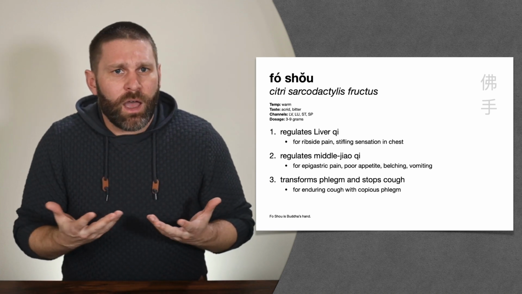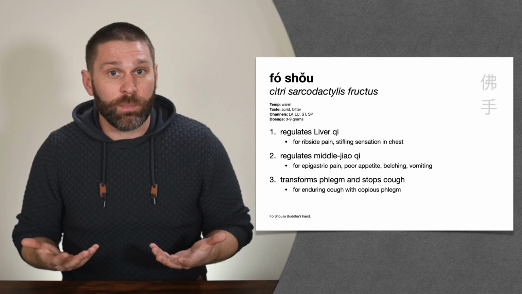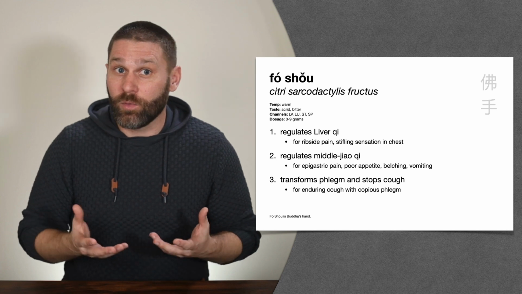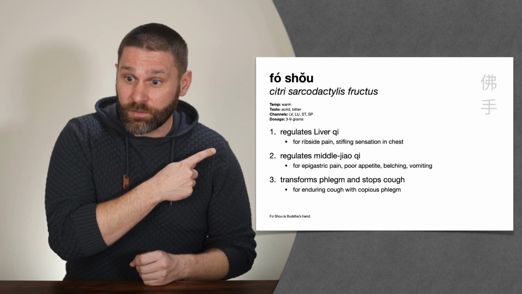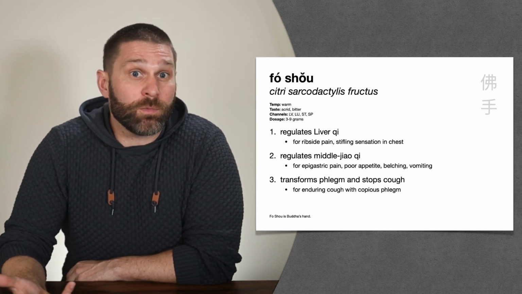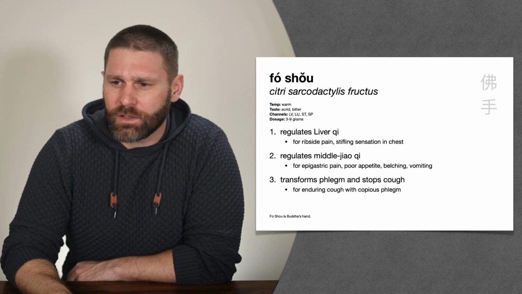I had a coworker who used this very often for liver overacting on spleen. Basically, whenever he made Xiaoyaosan, he would just, as a rule, add in Fo Shou because it's good for liver qi stagnation and middle jiao qi stagnation. But in terms of the formulas that we learn, Fo Shou is not ever an ingredient.